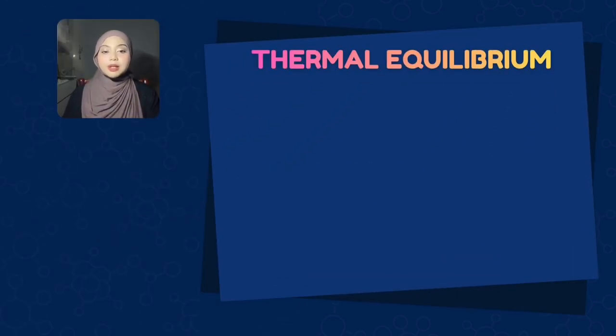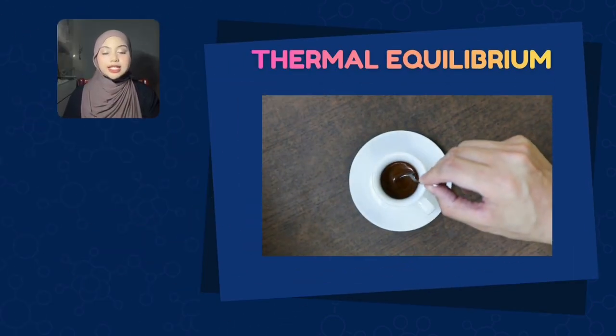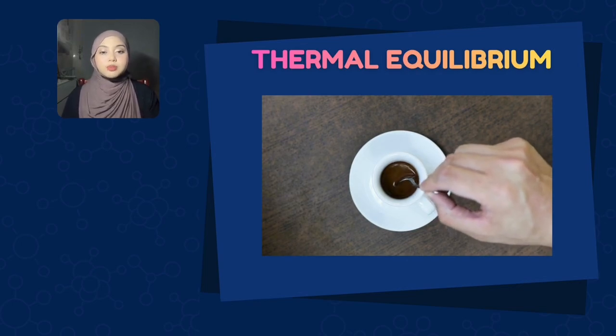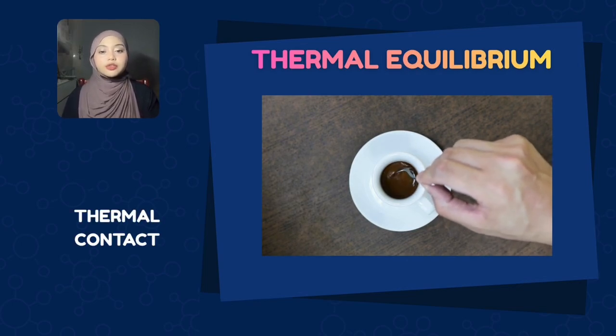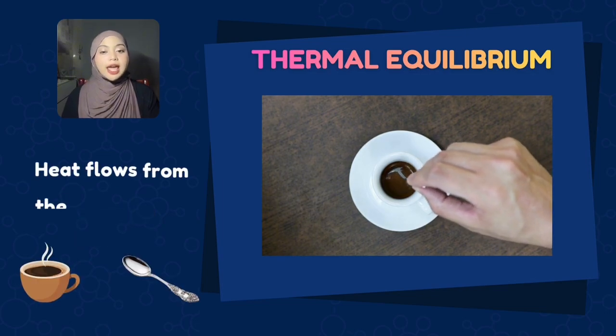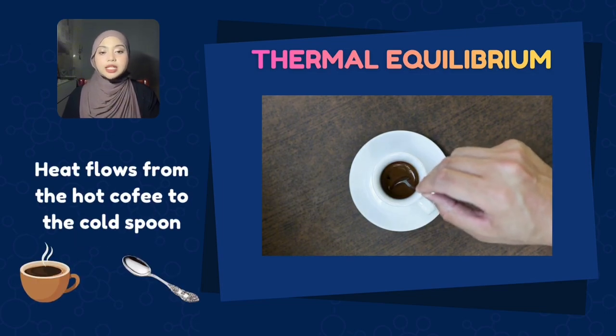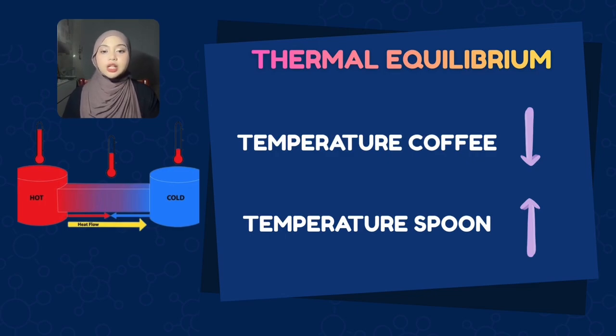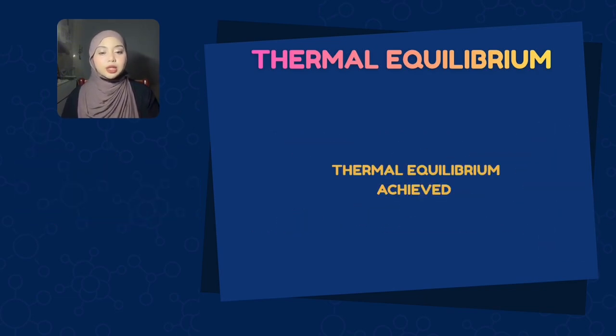A simple example of thermal equilibrium in daily life is placing a cool spoon into a hot cup of coffee. When the two objects come into contact, heat flows from the hot coffee to the cool spoon. As a result, the temperature of the coffee decreases while the temperature of the spoon increases. This heat transfer continues until both the coffee and the spoon reach the same temperature. At this point, thermal equilibrium is achieved and no more heat flows between them.